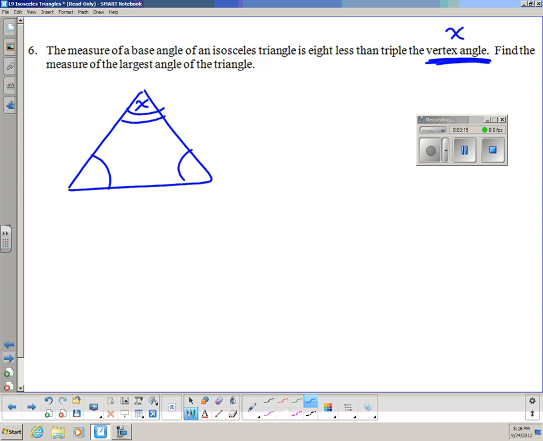The base angles, the measurement of one of the base angles, is 8 less than triple x. That translates to 3x minus 8, and it translates to 3x minus 8 here. And so now we have a very similar situation to the last problem. We can sum the measures of the angles to 180.